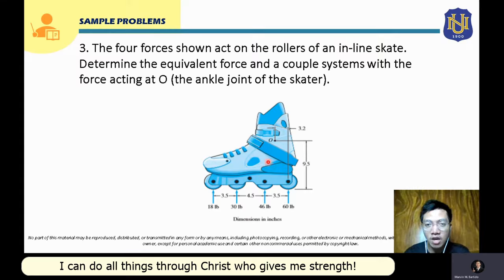After solving the resultant, we are asked to determine the equivalent force and couple system wherein that equivalent force is located at point O. So after solving the resultant here, we are going to transfer that to point O. Upon transferring that resultant or equivalent force to point O, it will produce a couple. So we will solve that equivalent force and couple system. Let's start solving this.